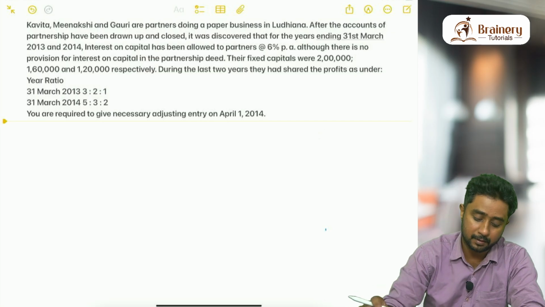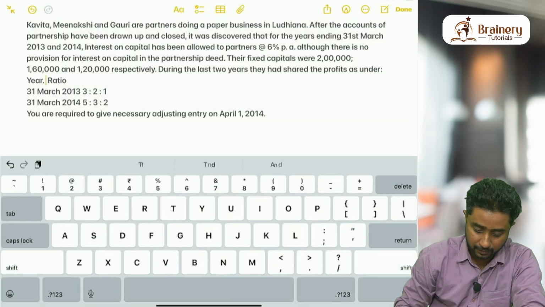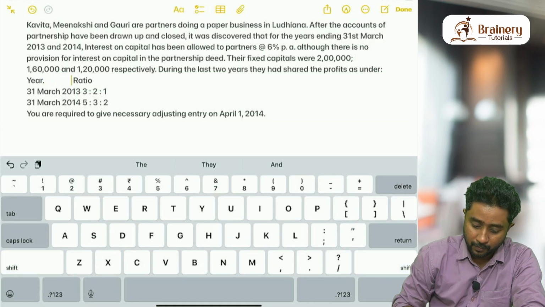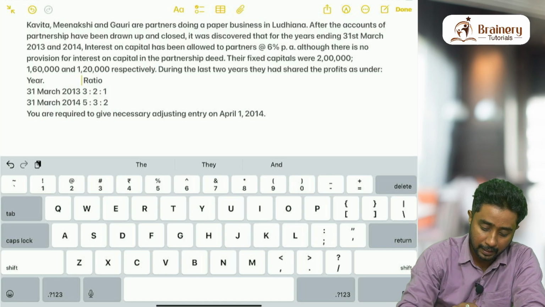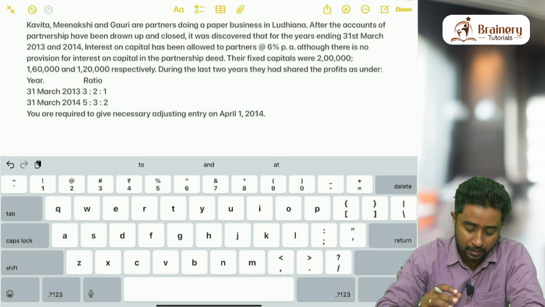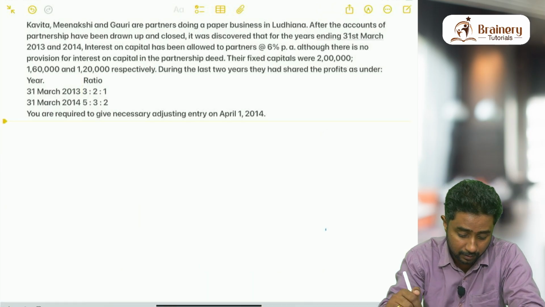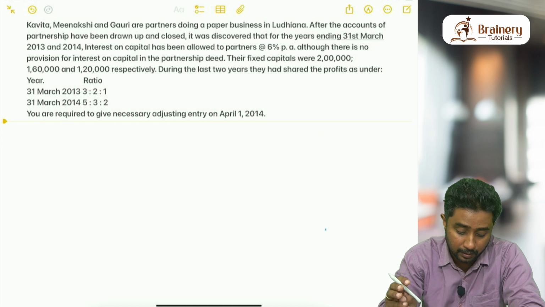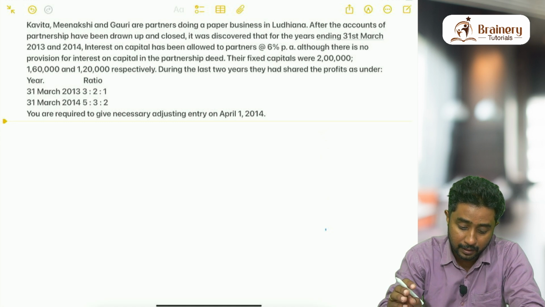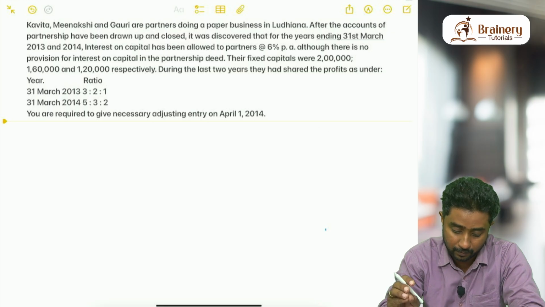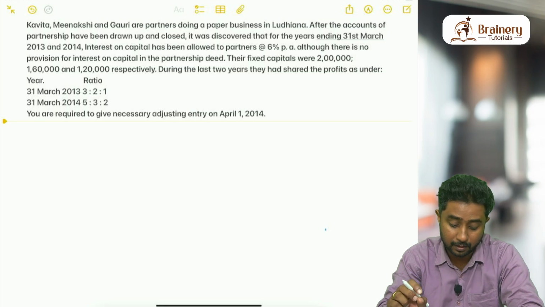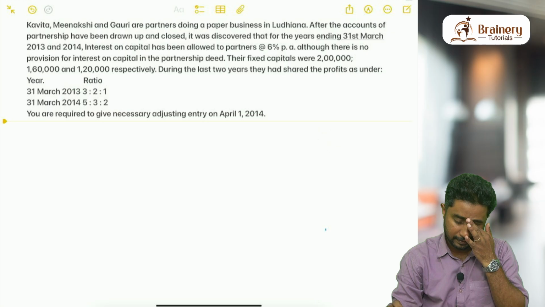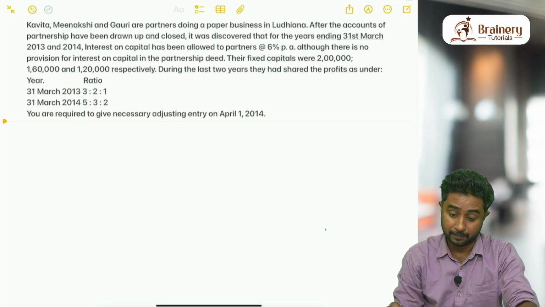Year and ratio is there. So year and ratio is given. So year 31st March 2013, the ratio is 3:2:1. 31st March 2014, 5:3:2 is the ratio. Clearly, you are required to give necessary adjustment entry on 1st April 2014.